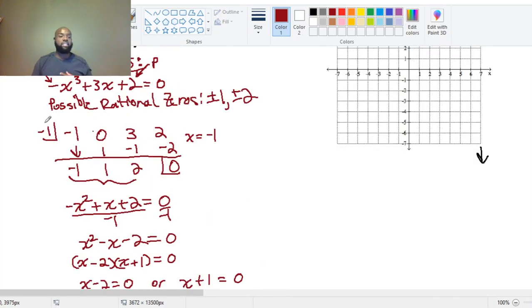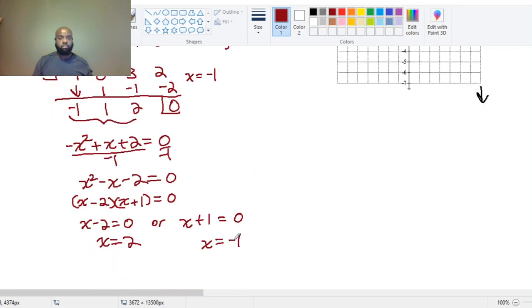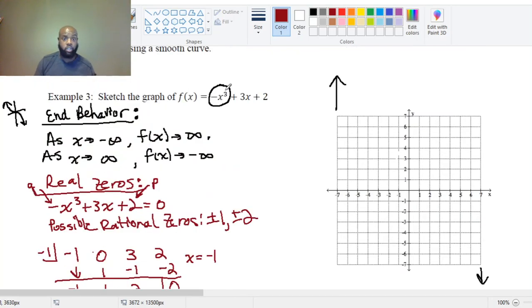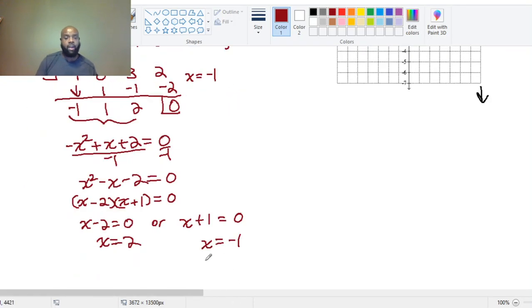Now notice, when I did my synthetic division, I got x equals -1. And when I did this, I got x equals -1. And I should expect to have how many zeros? My leading term has an exponent of 3, right? So I suspect 3 zeros. I have 2 of them that are the same, so this has a multiplicity of 2. That means my graph touches my x-axis at that point. And this one has a multiplicity of 1, which means my graph crosses the x-axis at that point.